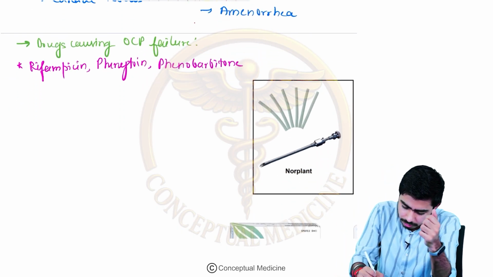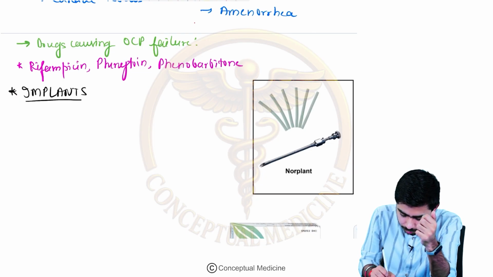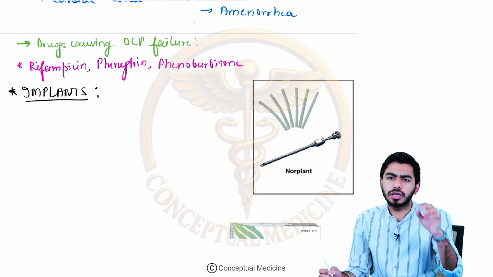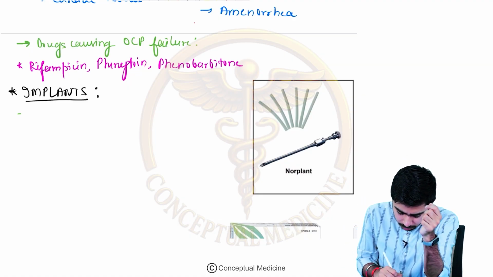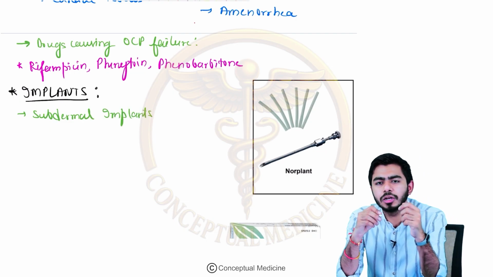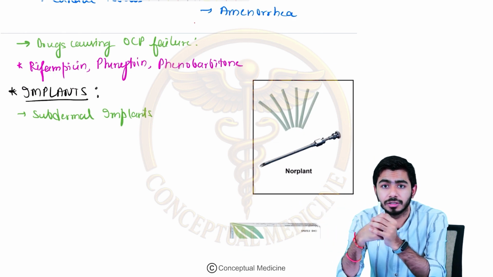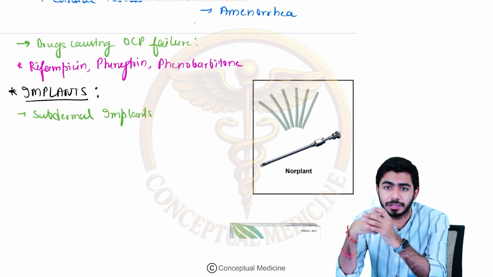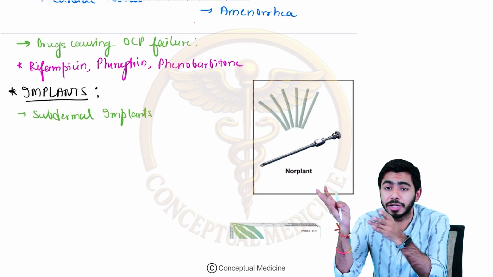Now we shall move on to the implants. Okay, so one more method which we shall talk about over here is the implants. So we have talked about the OCPs, right? Very important. Now we are coming to the implants. Okay, so in the implant, basically we are talking about the subdermal implants, right? Subdermal implants. And let me tell you over here that these kinds of implants have a very high effectivity rate. So they have a very low Pearl index, right? So they are very effective actually, right? And they might be effective in 90 to 99% of cases.